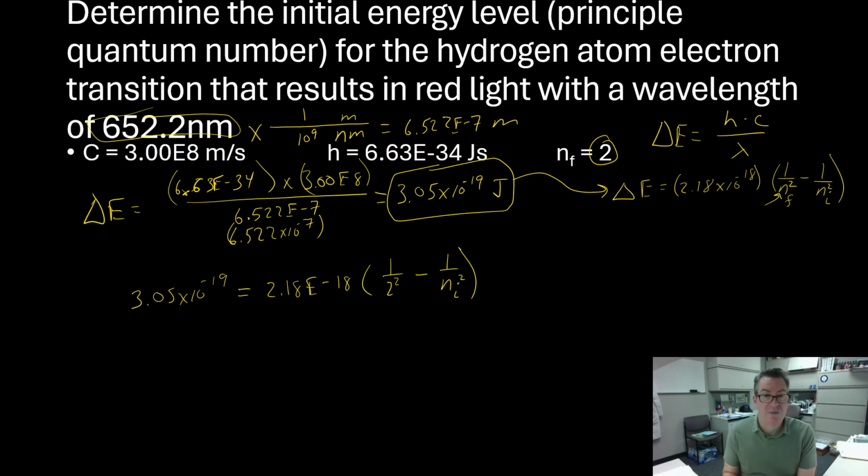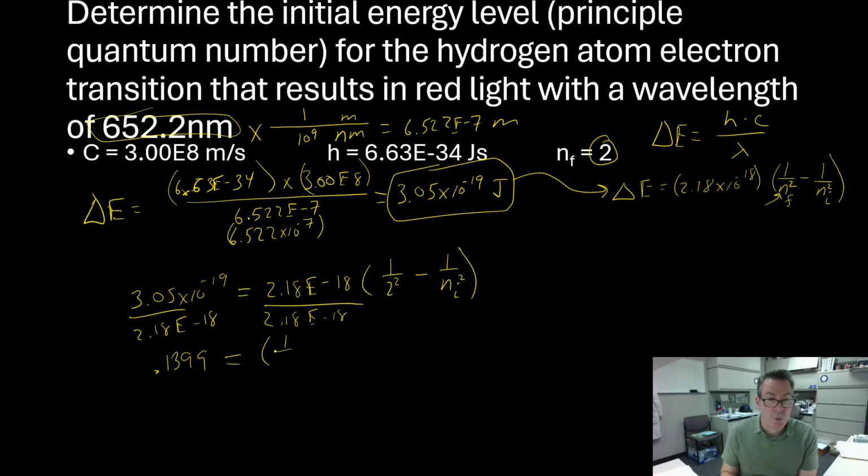So here are the steps that you want to follow to solve it. It's just simple algebra, but I know if it's been a while since you've done algebra, that can be a little bit tricky too. So we're going to divide both sides by this 2.18 e negative 18. And so when I do that, that comes out to 0.1399. So make sure you get that same answer there.